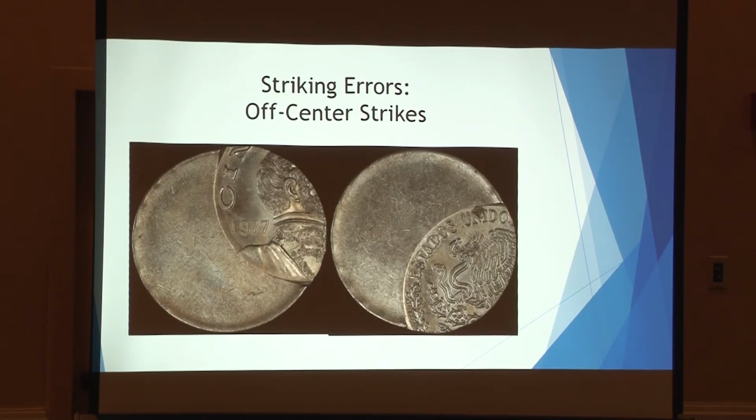The most common striking error is struck off center. And that basically means that the planchet wasn't fully loaded in between the two dies. And so when the dies came down to strike the coin, the only part that got struck was the part that was in between those two dies.